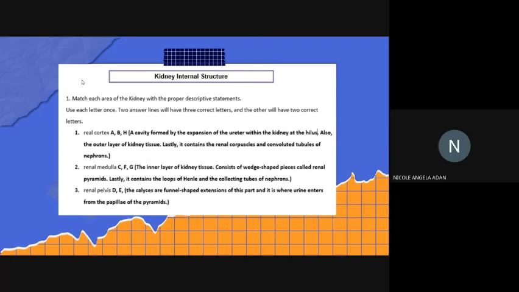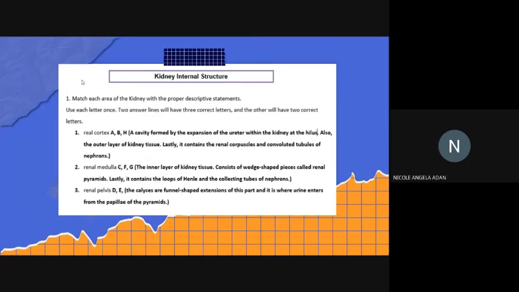Number 2, we have renal medulla. Our answers are C, F, G. The inner layer of kidney tissue consists of wedge-shaped pieces called renal pyramids. Lastly, it contains the loops of Henle and the collecting tubes of nephrons. Number 3, we have the renal pelvis. Our answers are D and E. The calyces are funnel-shaped extensions of this part and it is where urine enters from the papillae of the pyramids.